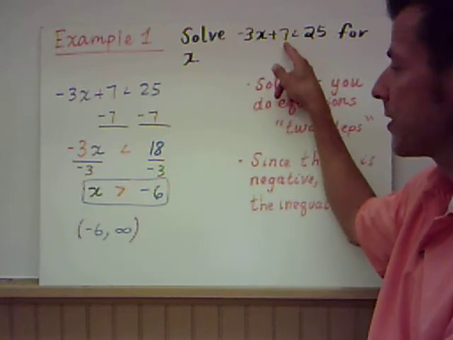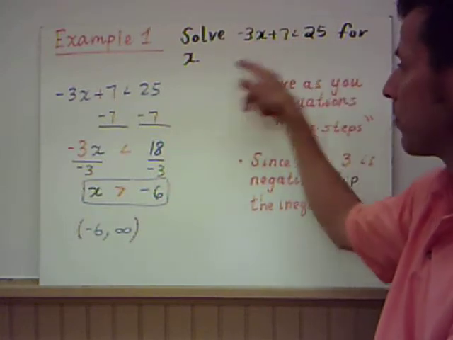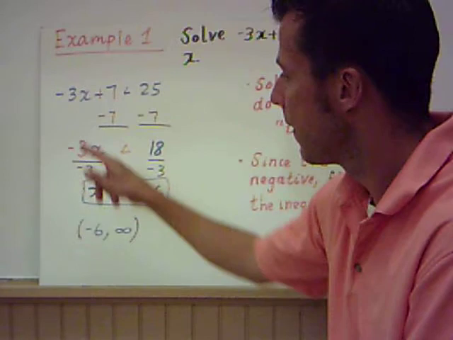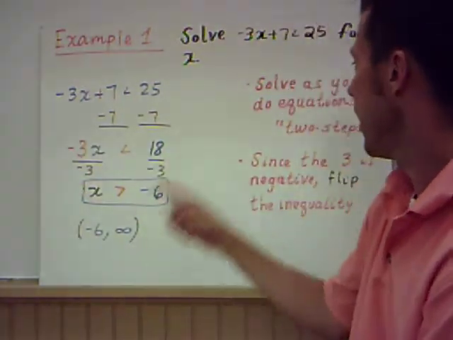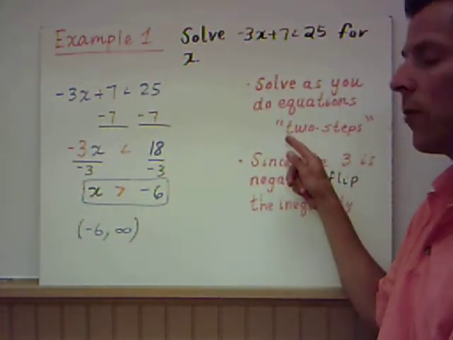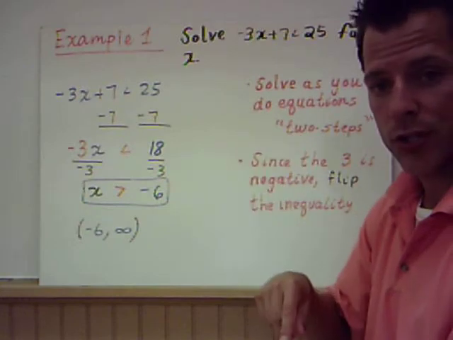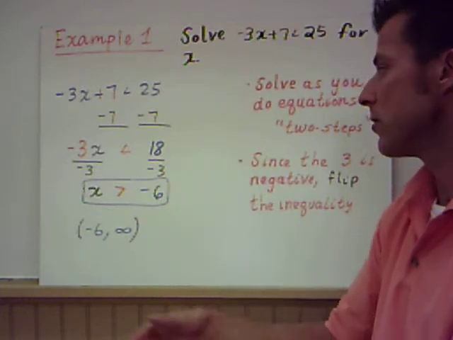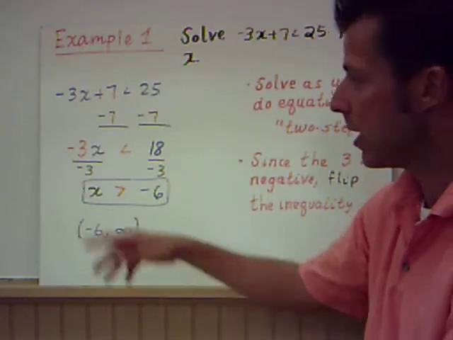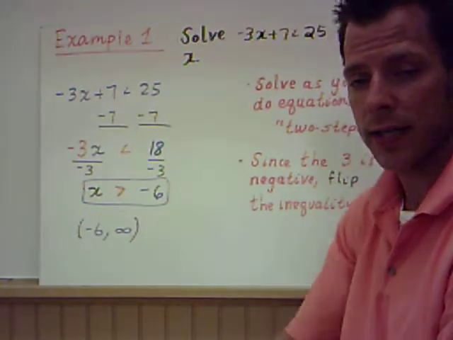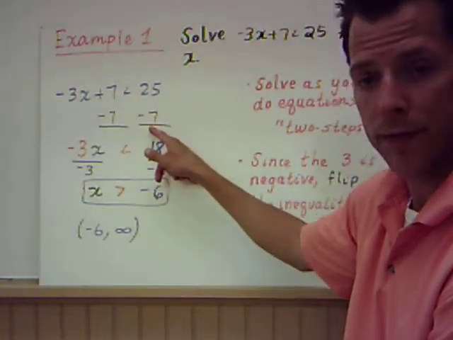Negative 3x plus 7 is less than 25, and we're solving that for x. So I've rewritten my equation here, and I'm going to solve it as I would an equation. There's two operations here, so this is a two-step equation. So in 2 steps I should be done. We have multiplication and addition. I subtract 7 from both sides.